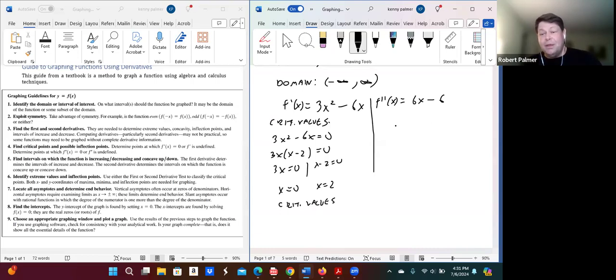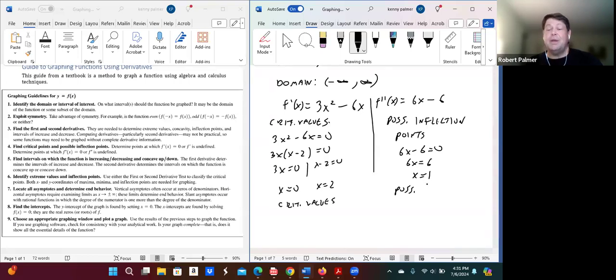Okay. Now, let's find the possible inflection points. That's where we're going to set our second derivative equal to 0. All right, and so it's going to be 6x equals 6, or x equals 1. And once again, that's a possible inflection point. We don't know for sure yet, but a good chance it is, because inflection points are often places where the second derivative is equal to 0.